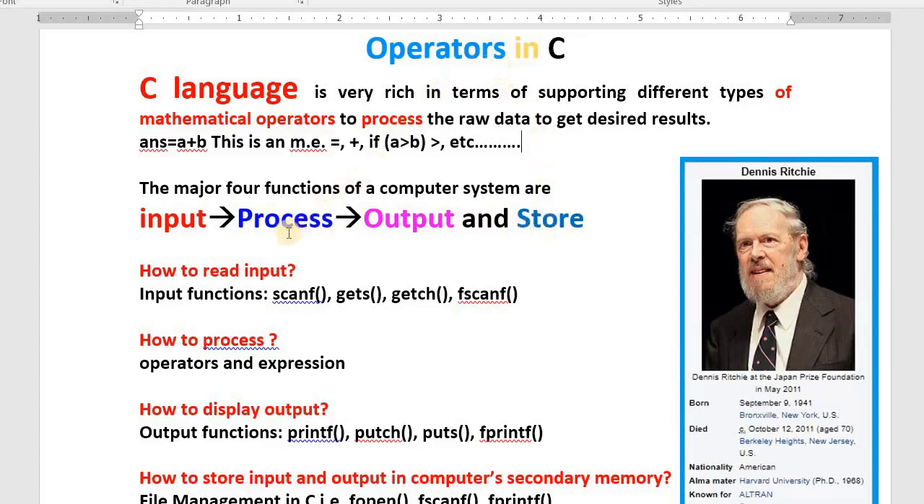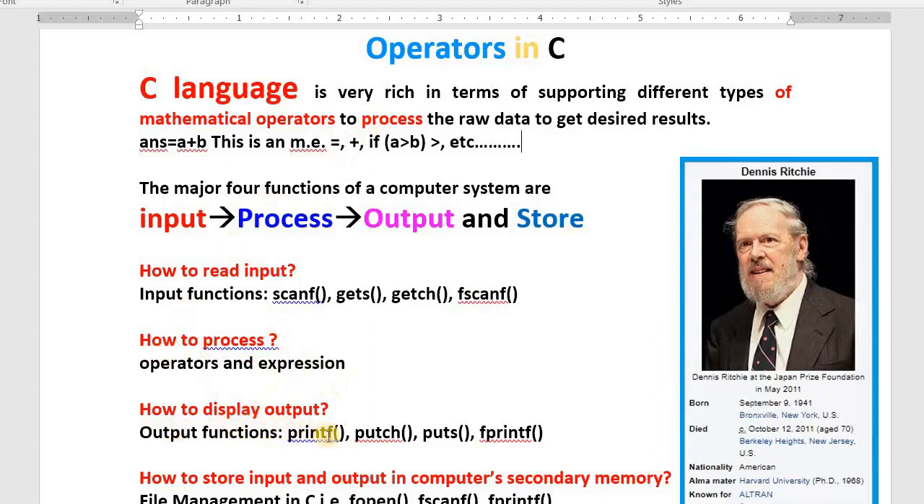This topic belongs to which function of a computer system? Process. Already we know how to achieve input operation. In order to achieve input operation, we use input functions like scanf, which helps us to read all varieties of data, gets helps us to read a string, getch helps us to read a character, and fscanf reads data from an existing file from secondary memory. How to process? Today's topic: operators and expressions. We cannot write an expression without operators.